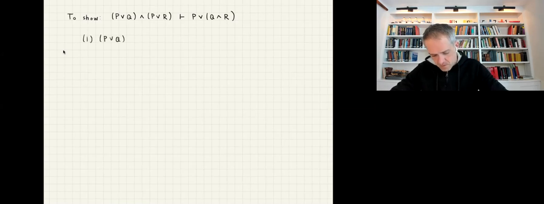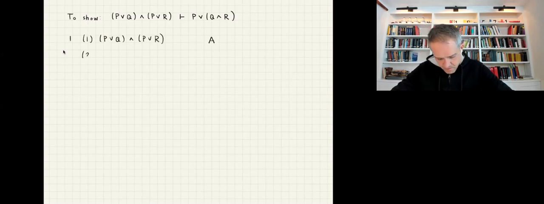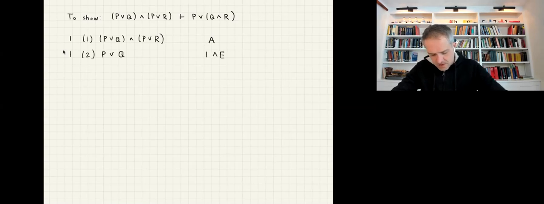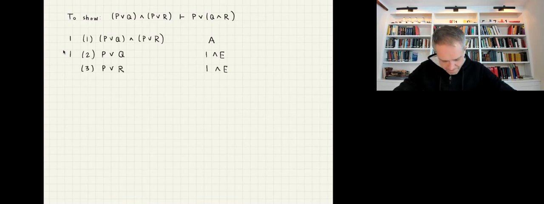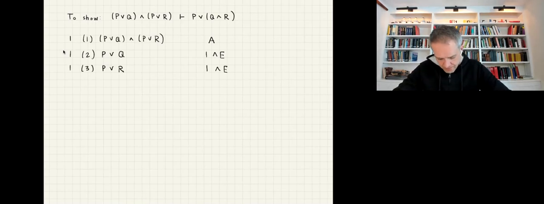P or Q and P or R is my assumption to begin with. Okay, so now in truth, it's going to be easier conceptually if I just take apart one. It's a conjunction, so I'm going to take it apart into two. It's two conjuncts, so one and elimination, P or R, one and elimination. Okay, so I've just broken that conjunction on line one into its two parts.